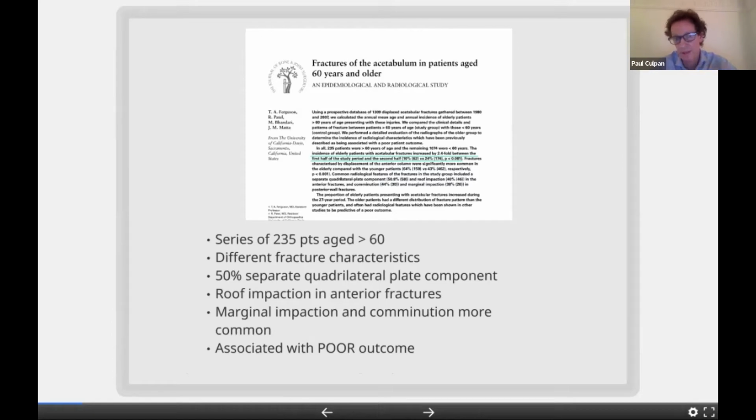That pattern is continuing. We're seeing the characterizations are different. We're seeing a much higher involvement of the quadrilateral plate, and this concept of medialization of the hip, impaction into the dome, which is a result of failure in the anterior column, and a much higher incidence of impaction throughout. And all of this is associated with a really poor outcome if what we're talking about is just fixing these fractures.